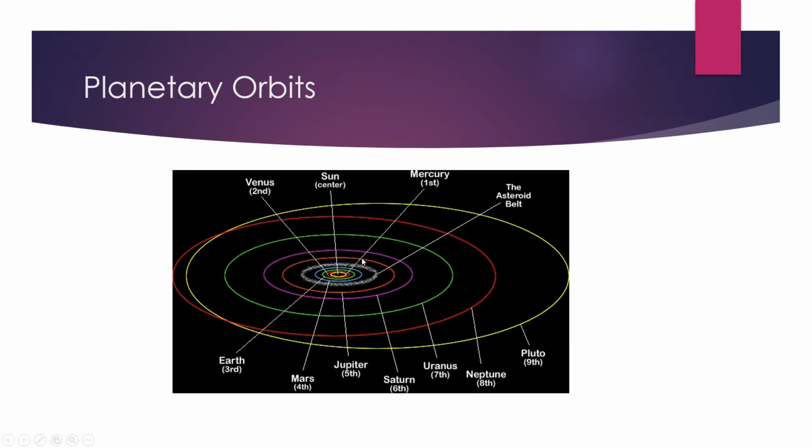Another note, most of our planets actually orbit in elliptically shaped orbits around the sun. You can tell this is a bit of an old diagram because it still shows that Pluto is the 9th planet, which is a little bit out of date at this point.